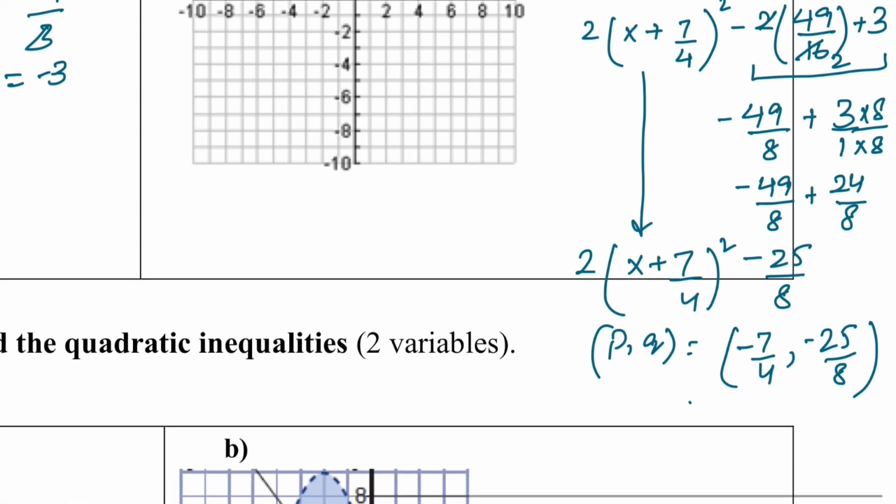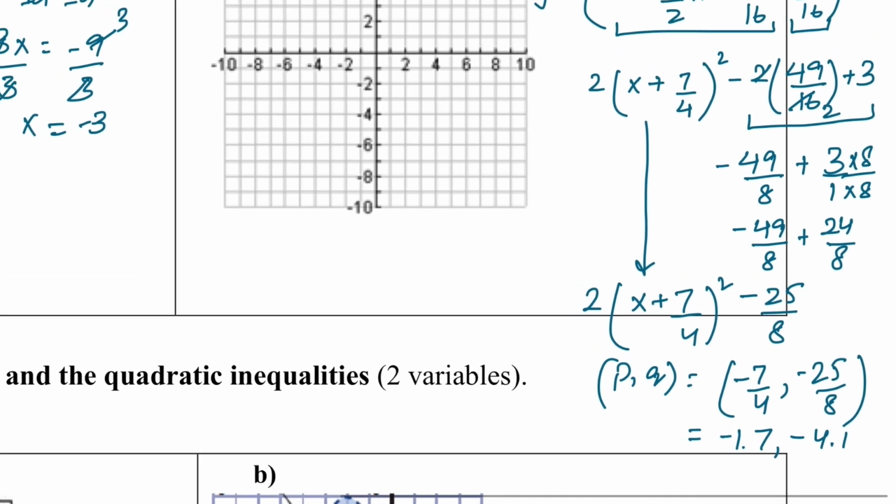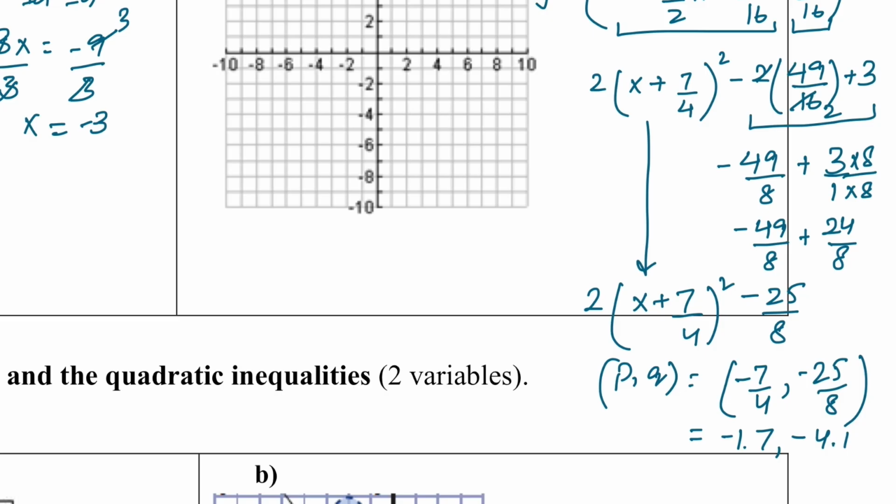So negative 7 over 4 is negative 1.75, comma negative 3.1. So we are somewhere over here as my vertex. Okay, now I need to find my x's, right?